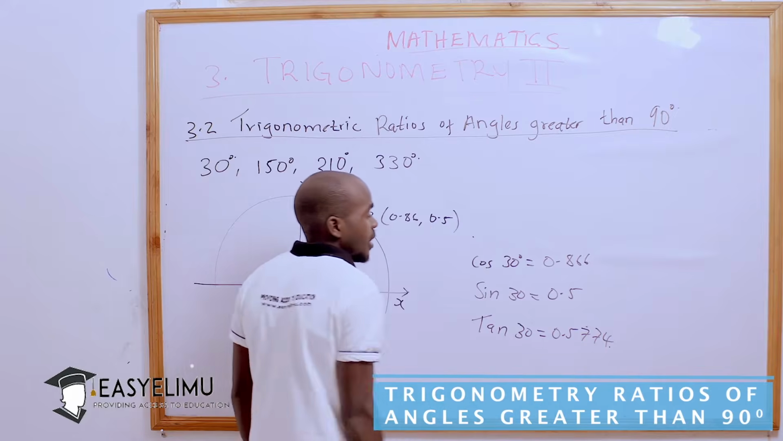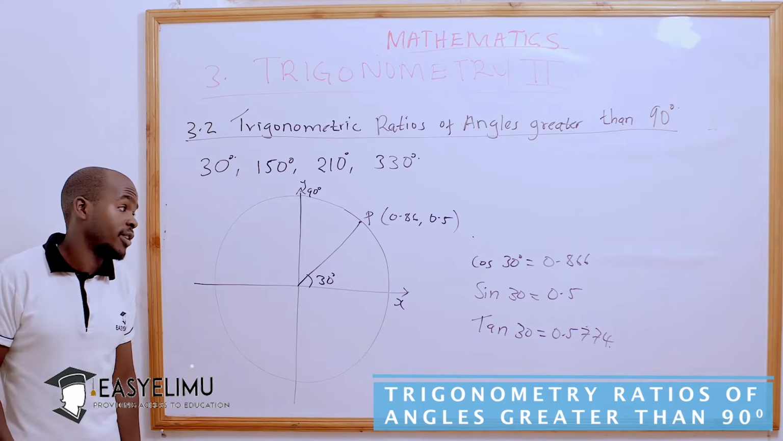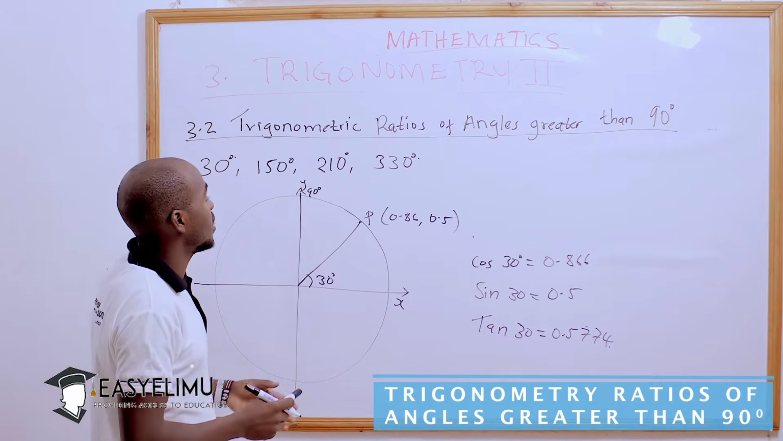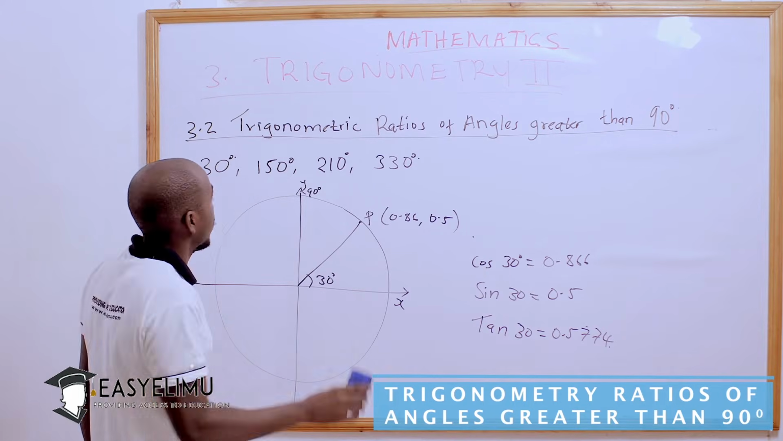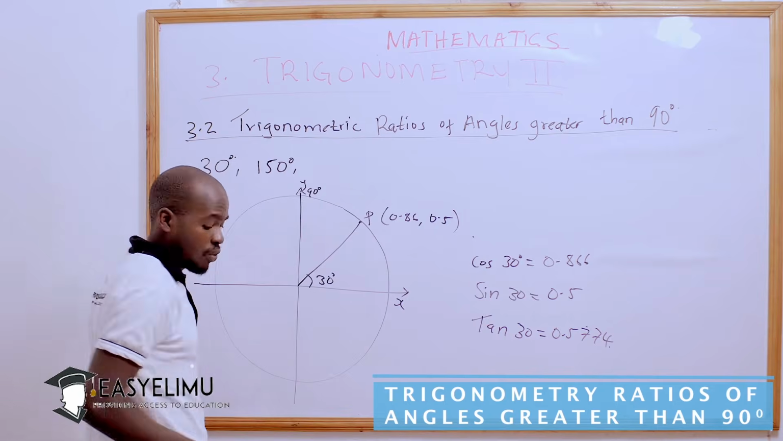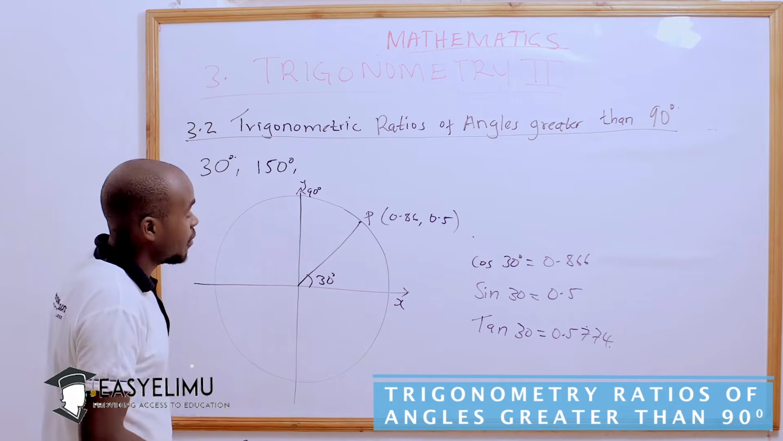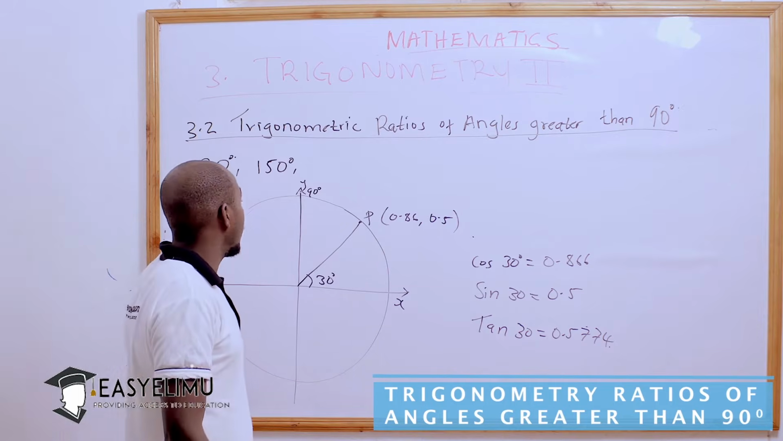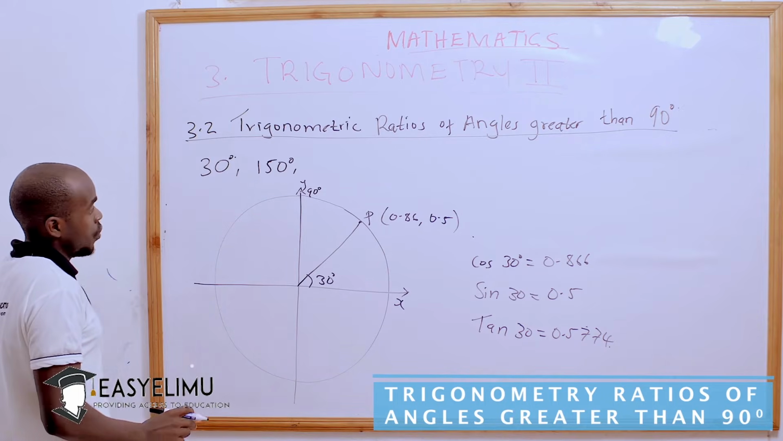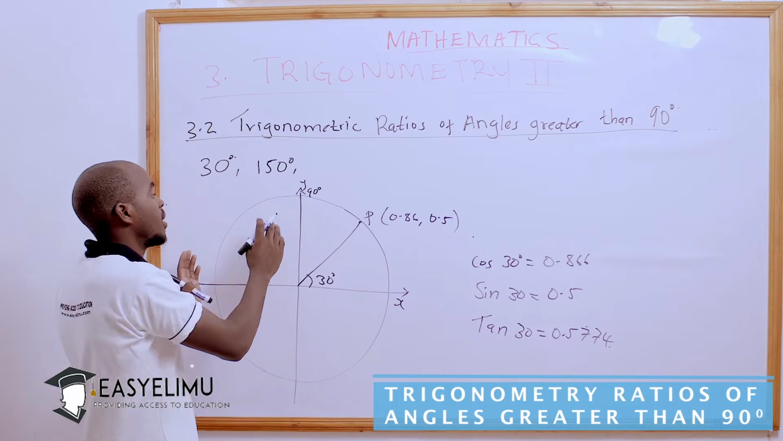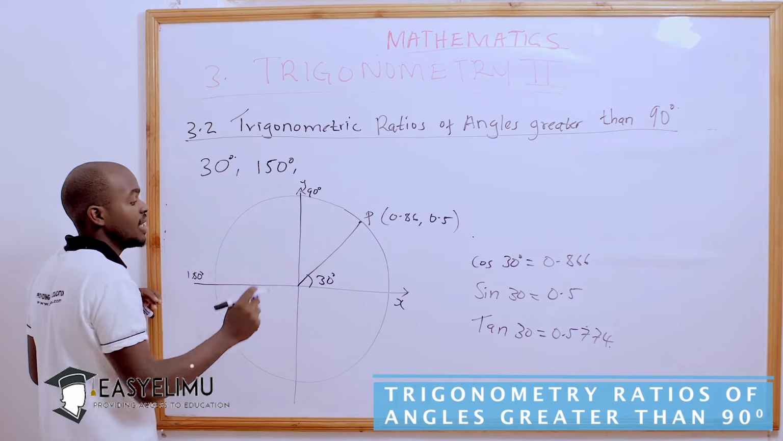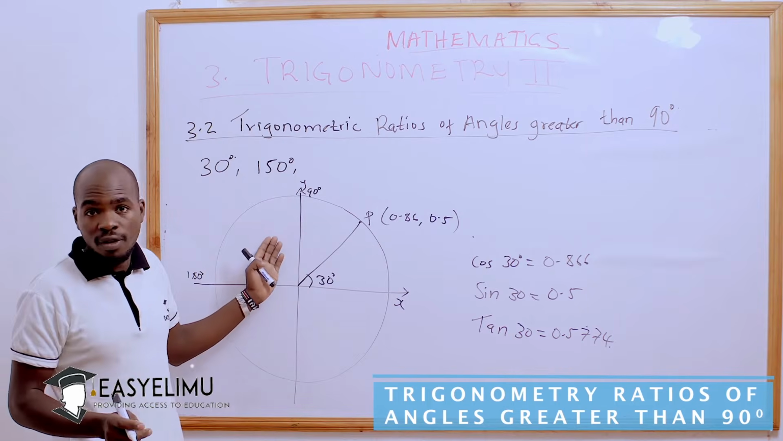I remember that one is what we found in our previous section. Here we are going to find angles which are greater than 90 degrees. For instance, let's say 150 degrees. If we have an angle like 150 degrees, because it's less than 180 degrees but greater than 90 degrees, it will be in the second quadrant.